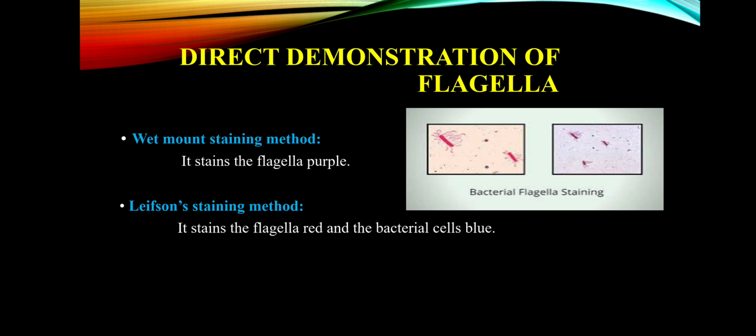First, direct demonstration of flagella using the wet mount staining method. When we apply the stain, it stains the flagella purple in color. Next, the Leifson staining method. Adding tannic acid increases the thickness, that means protein colloidal precipitate with the dye is absorbed onto the flagella. Flagella look like a thick structure and appear in the light microscope.